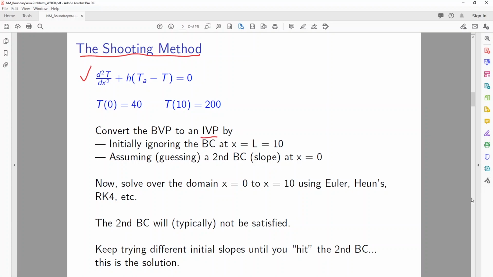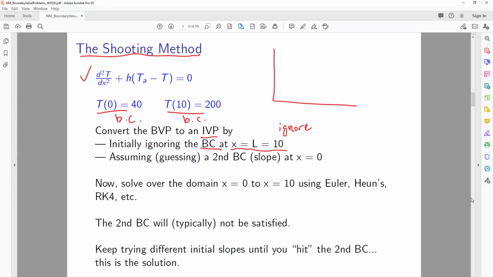The shooting method is a good place to start because we've got some experience with the initial value problem side of things. The way we take it is that we take this boundary value problem. Here's boundary 1, here's boundary number 2. I've replaced T1 and T2 with 40 and 200 degrees. We want to convert this boundary value problem to an IVP, or initial value problem, by initially ignoring the boundary condition at the end. So we're just going to ignore this right here.